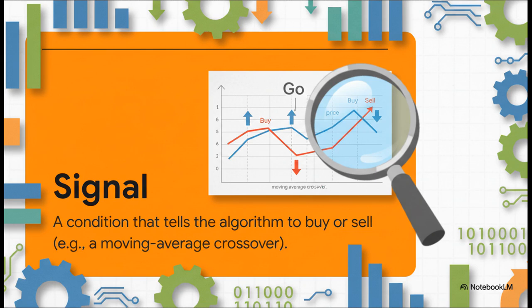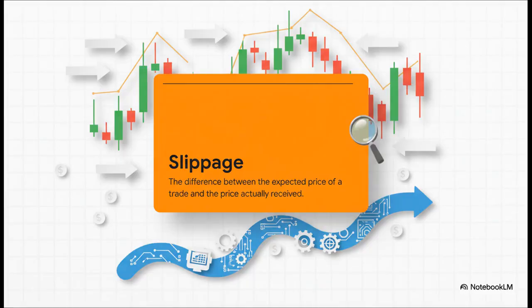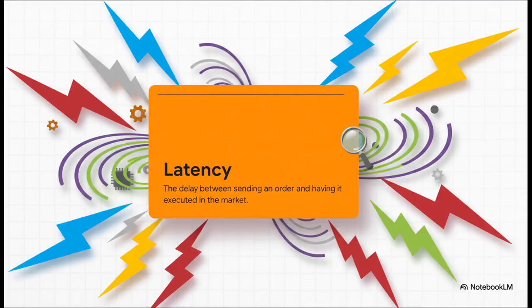It's the go command. Next is slippage, and this is one of those harsh realities of live trading. In the time it takes for your buy order to travel from your computer to the exchange, the price can tick against you. Even a fraction of a penny's difference, when you multiply that over thousands of trades, can seriously eat into your profits.